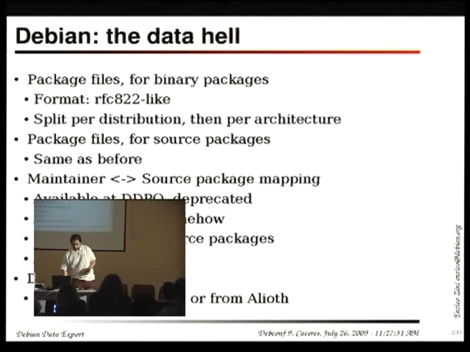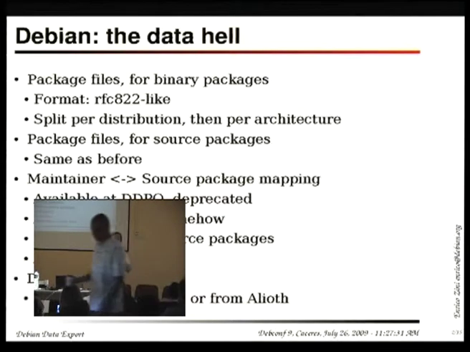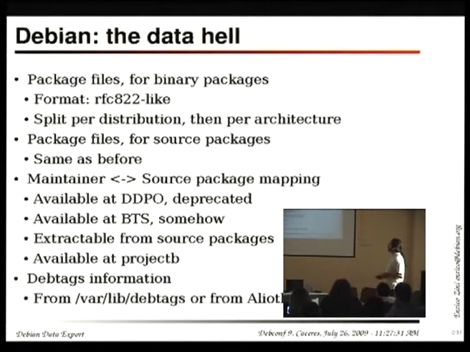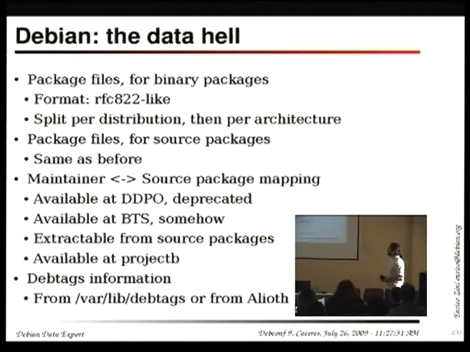So the point of this is Debian's a bit of a data hell. We have a lot of different kinds of data in Debian. You know, package files for binary packages, which are in RFC 822-like format, split by distribution then by architecture, or for source packages, well, it's the same. The mapping between maintainer and source packages is available in a few places and in different formats. DebTags information has its own format as well.